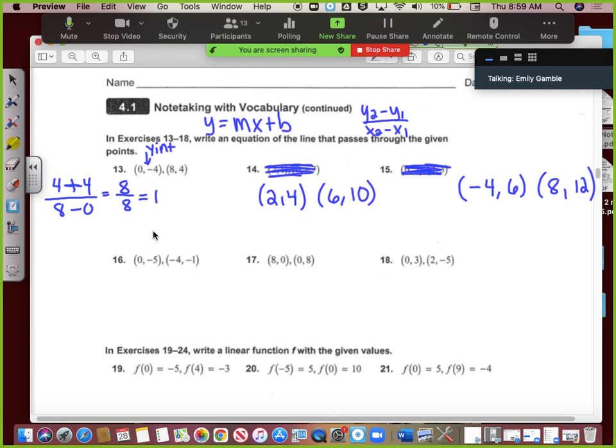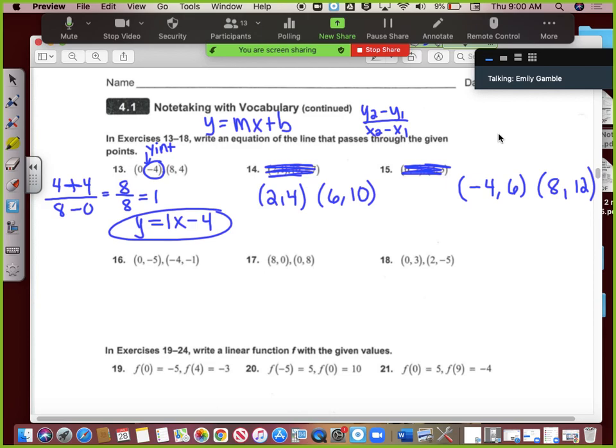So I have my slope. I put it into the formula, y equals 1x. And then my y-intercept is -4, so I would put -4 at the end, and that is my equation. I am done. This one is easy because the y-intercept was given. I changed the points for 14 and 15 specifically so that the y-intercept was not given, to give you some practice trying to find it.